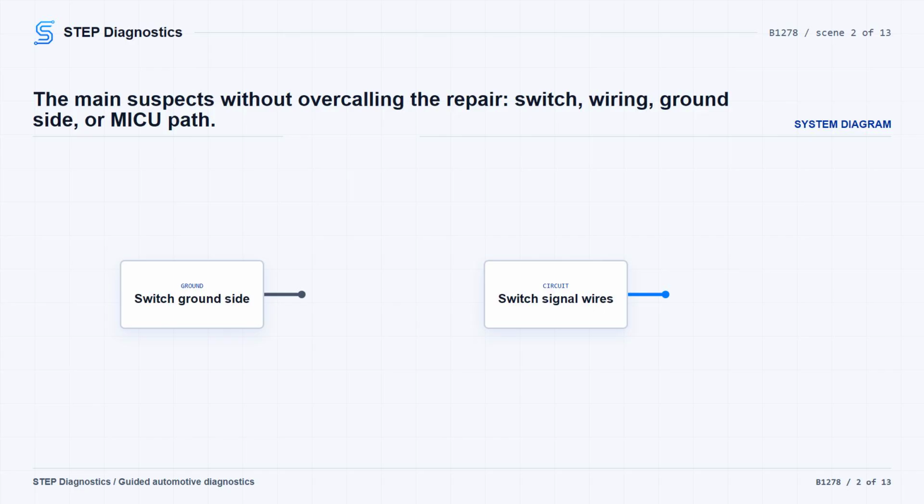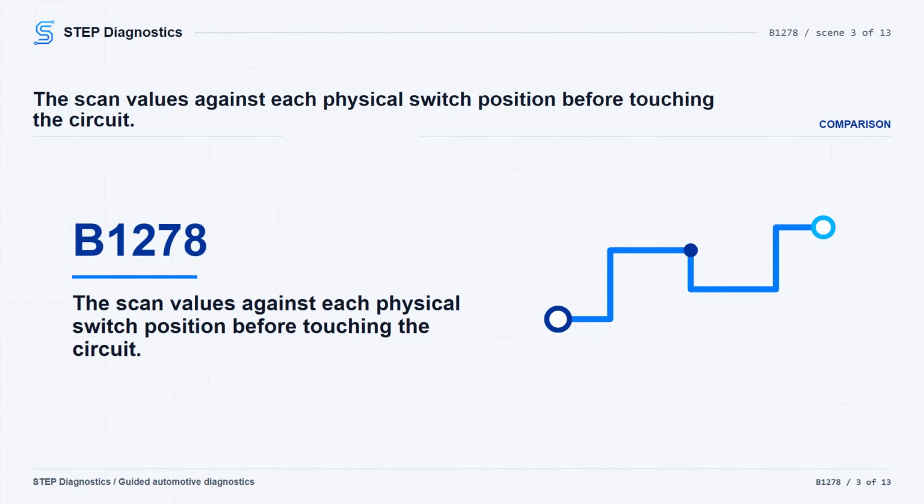Broadly, this can involve the combination light switch, the switch signal wiring, the switch ground side, or the MICU inside the underdash fuse and relay box. If other body or lighting codes are present, check what they mean first, but this episode stays focused on B1278. Start with the basic system checks, then go into the body electrical lighting data list and watch the combination light switch values while you move the switch through each position.